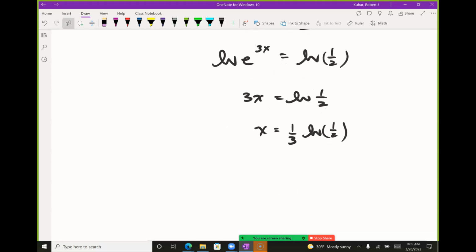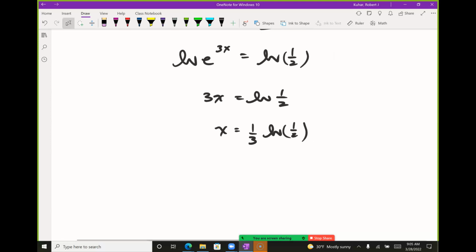I can play with that a little bit, I can mess around with this just a tiny bit, but it doesn't really change much. Meaning I could put the 1/3 in as an exponent, etc. Who cares?